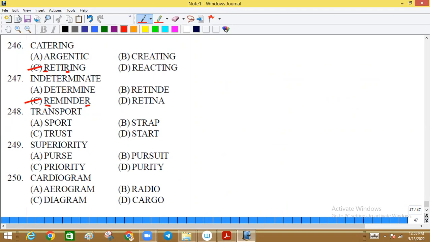Next, 248. TRUST, because of U. 249. B because of 2 U's. IMPERATIVE only 1 U. 250. A, E, because A is there, so the answer is option A. Got it? So it's very simple logic questions.